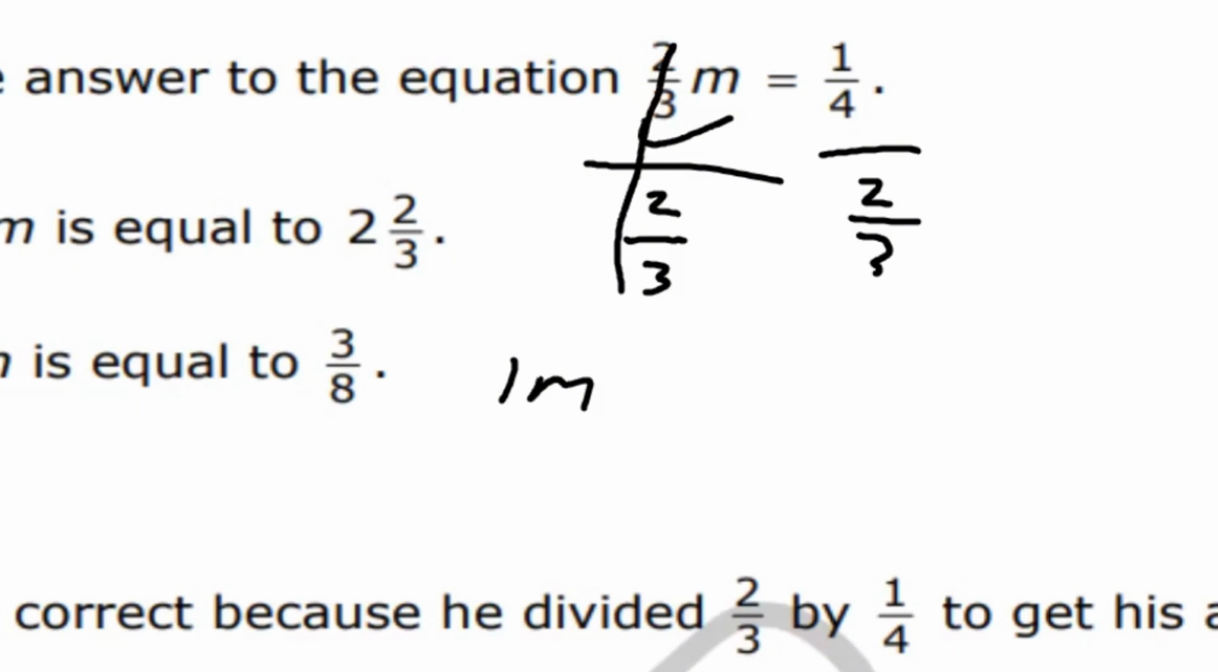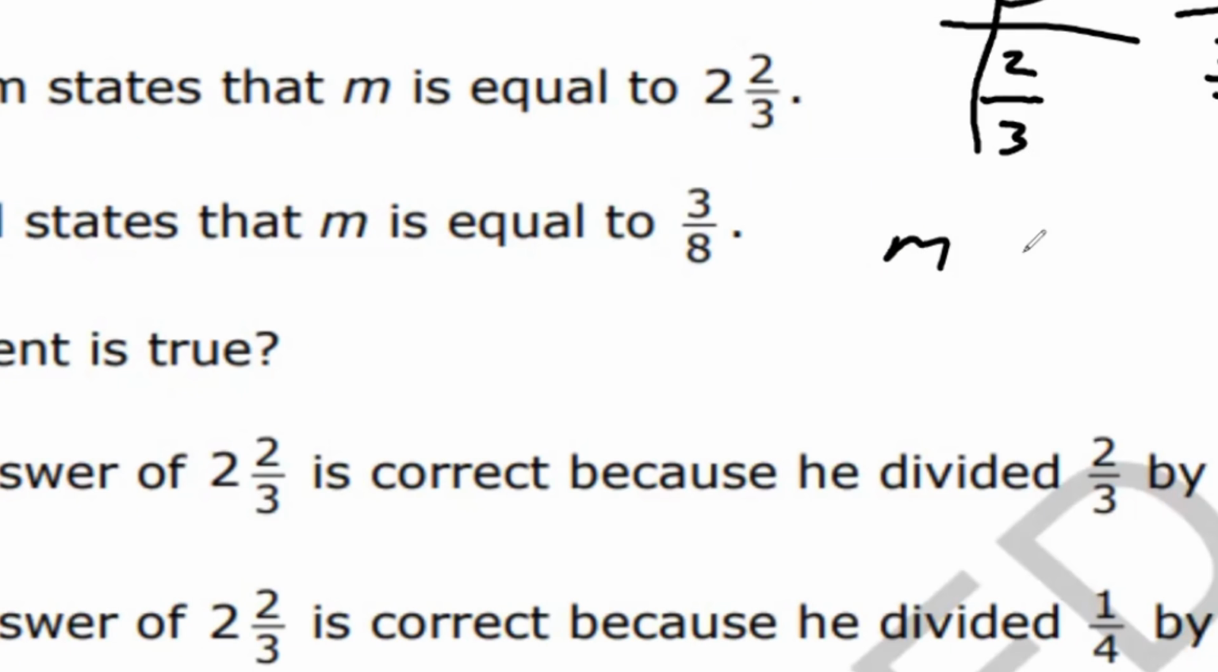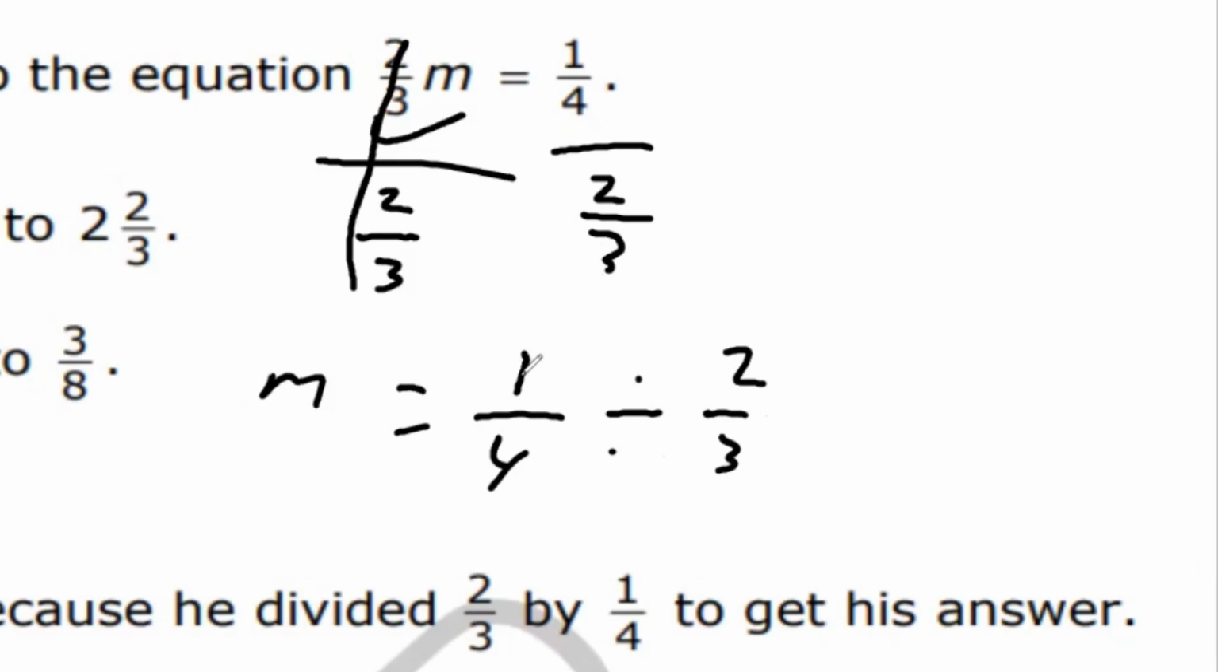I don't like putting the 1 there. m is equal to 1/4 divided by 2/3. And I'm going to write it sideways because that seems to be a little easier for students. I'm going to KFC it. 1/4, keep, flip to 2/3, and then change that to a multiply.